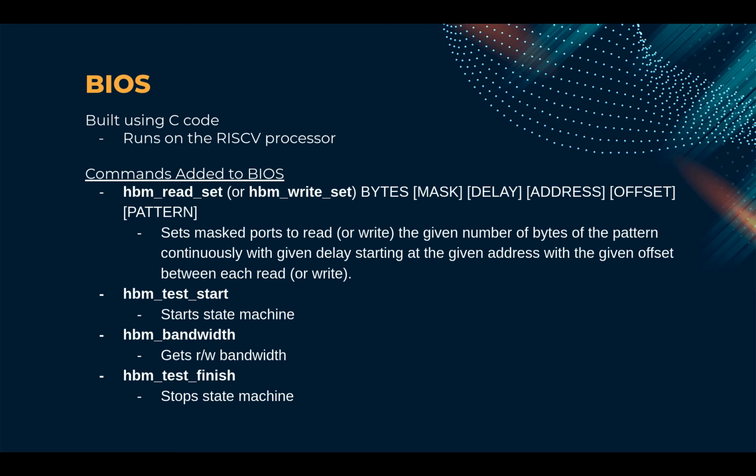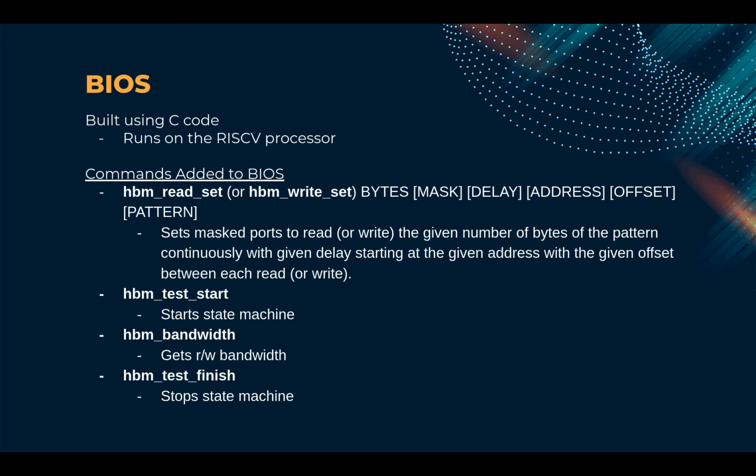This program contains commands for reading and writing to the main memory, and also other various commands for other functions such as resetting the SoC and using other components such as LEDs. We added 5 commands to the BIOS for reading and writing to the HBM. These commands read and write to the CSR registers, which control the state machine, which we added to our hardware. The order that these functions should be used are as follows. Use the hbm_read_set function and hbm_write_set function to control the settings for which ports should read and write. Then, run the function hbm_test_start to start all ports reading and writing at the same time.